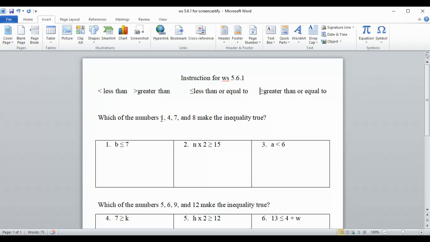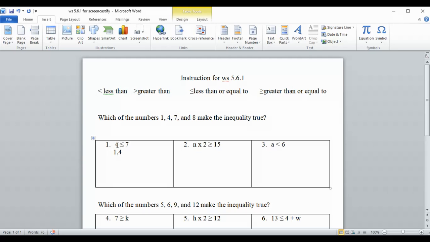So let's put every digit in here, put 1 in there, and say to yourself, 1 is less than or equal to 7. Is that true? It is. It is less than 7. So we're going to put the number 1 right there. Then we're going to try the next number, which is 4. And we're going to say to ourselves, 4 is less than or equal to 7. Well, 4 is less than 7. So we can say, yep, that one makes it true.